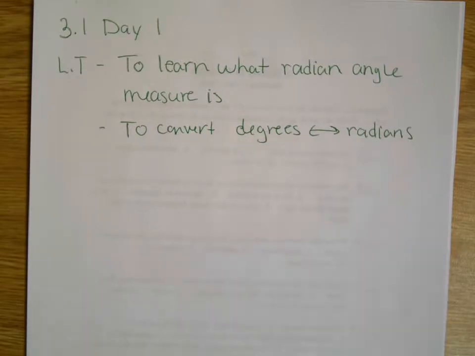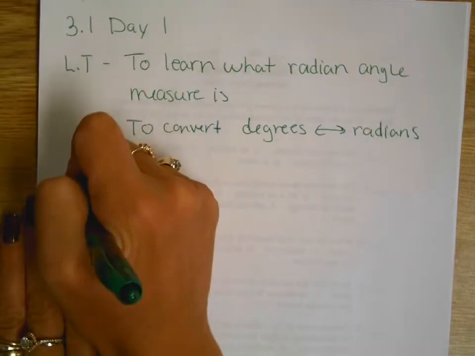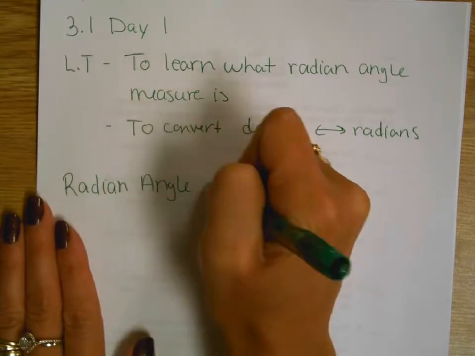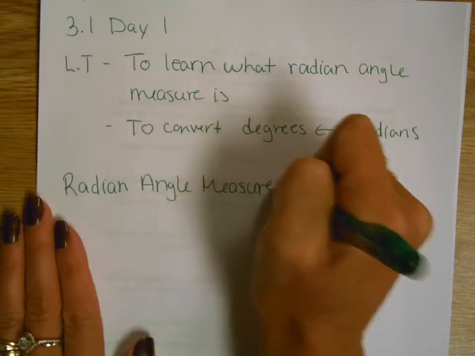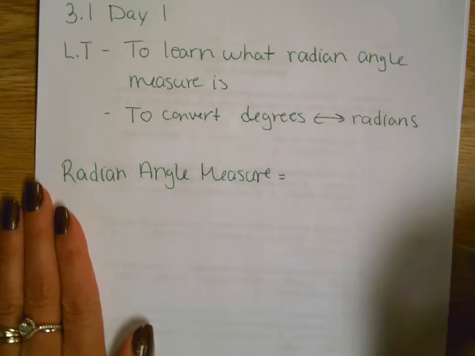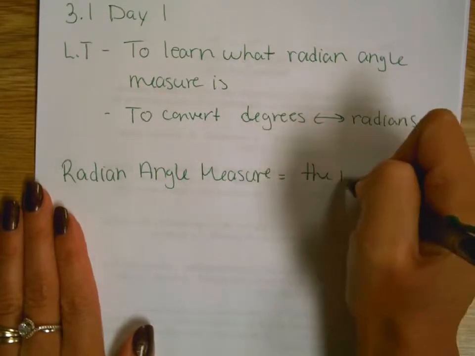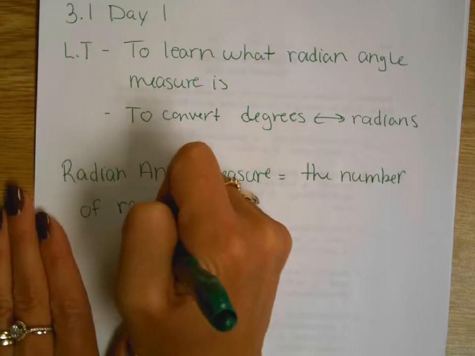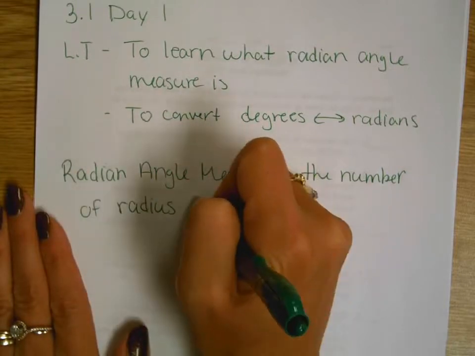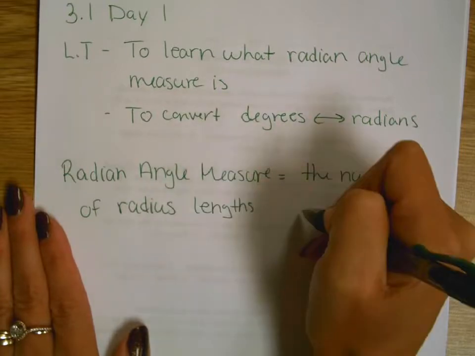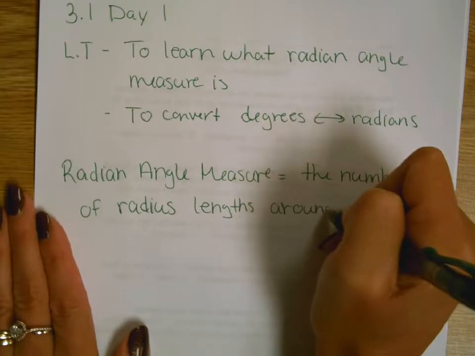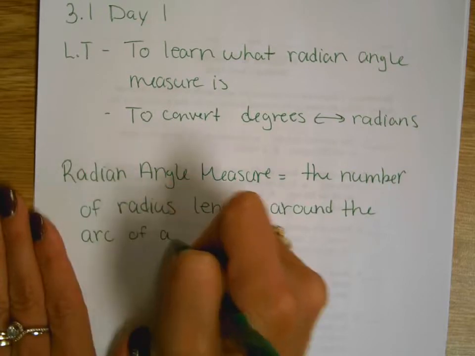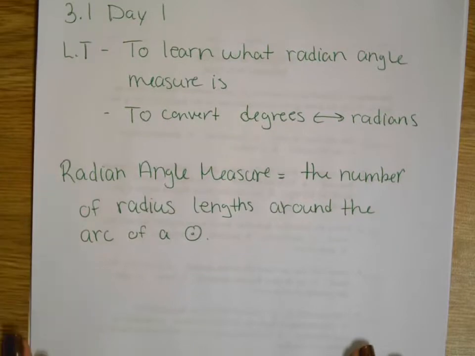So anyway, what's a radian angle measure? Okay, so a radian angle measure is equal to the number of radius lengths around the arc of a circle. Okay, doesn't sound too bad.